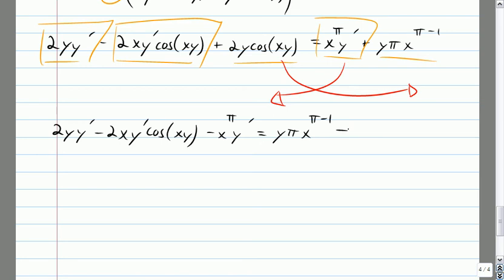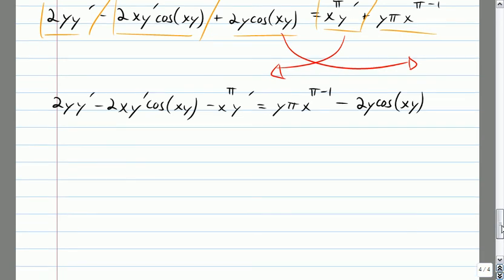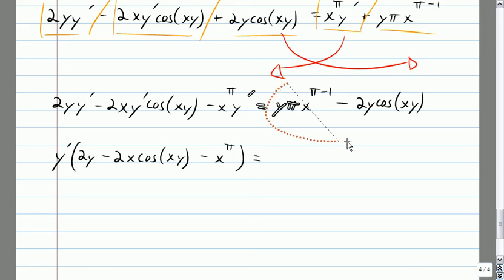Minus how much? Good job. Okay, Jeff, now what do I do? Then you factor out the y prime from the left side. Okay. So you get y prime times 2y minus 2x cosine xy minus x pi equals that other side.